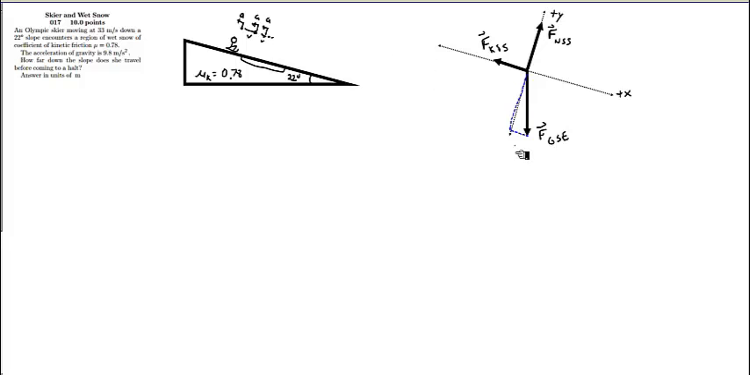Anyway, so this is FGX, this is FGY. And the reason I made this kinetic friction vector bigger earlier is because I realized, well, these are going to be congruent. The forces are balanced in the y direction, because there's no acceleration in the y direction.